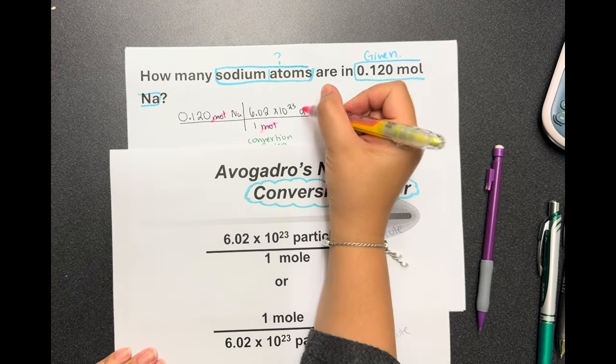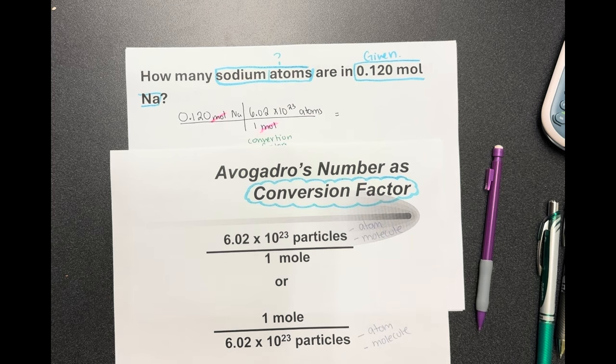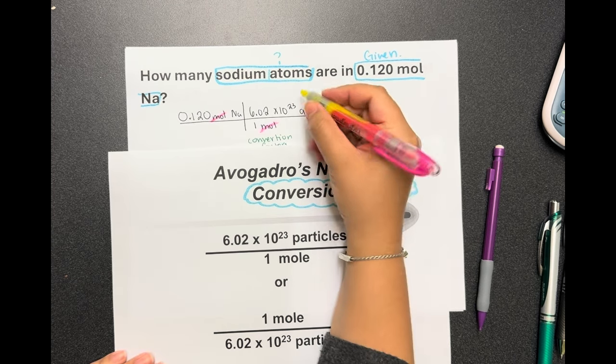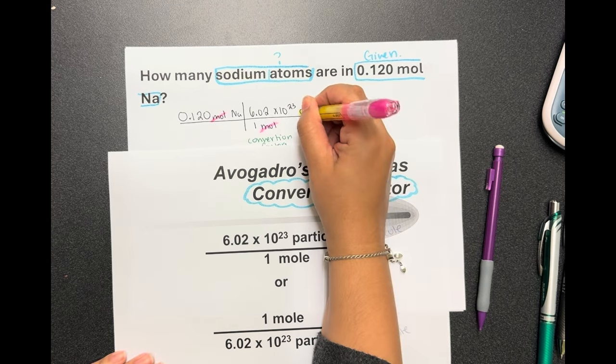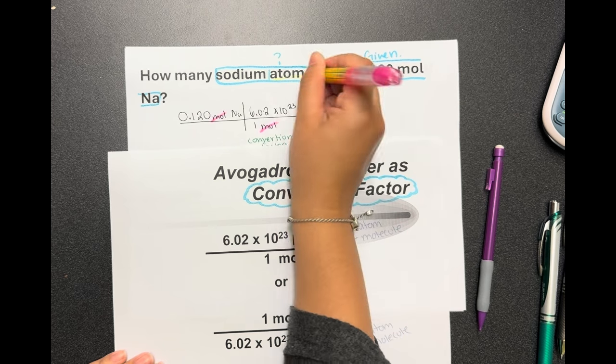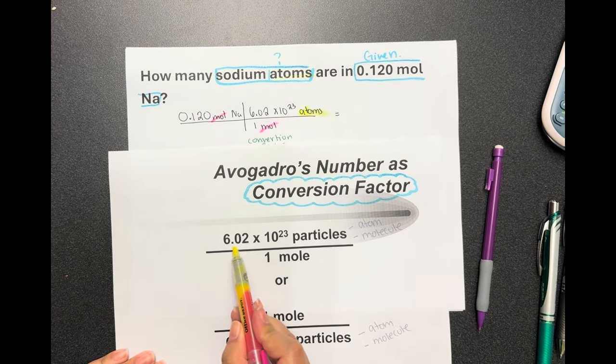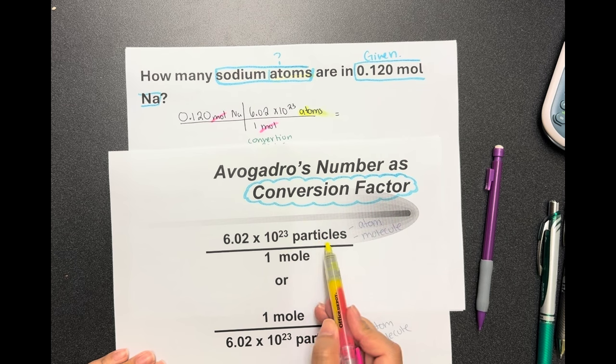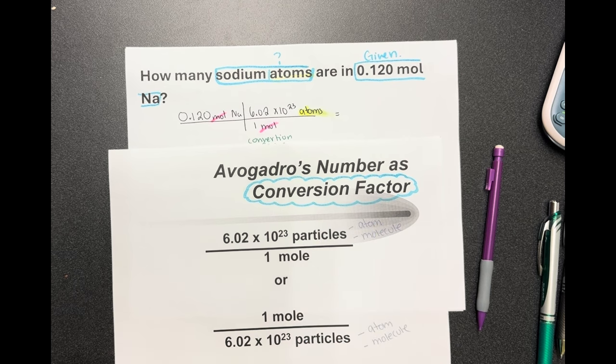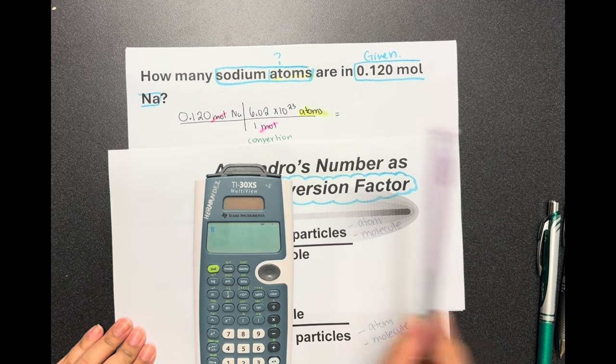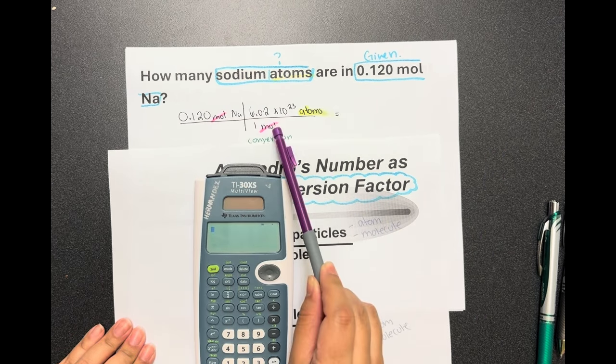The only unit that's now left uncrossed is atoms, which is what my question is asking me for. Remember that 6.02 times 10 to the 23 could either be particles, atoms, or molecules. In this case, we're using the word atom because that's what the question is asking us to find. And if the number is on top, I multiply. If the number is on the bottom, I divide.